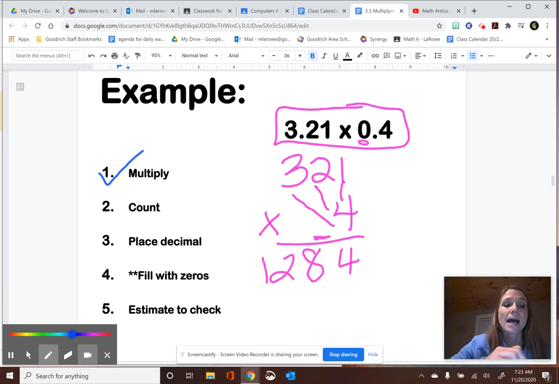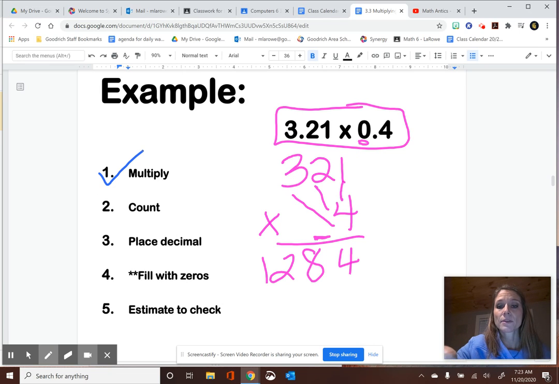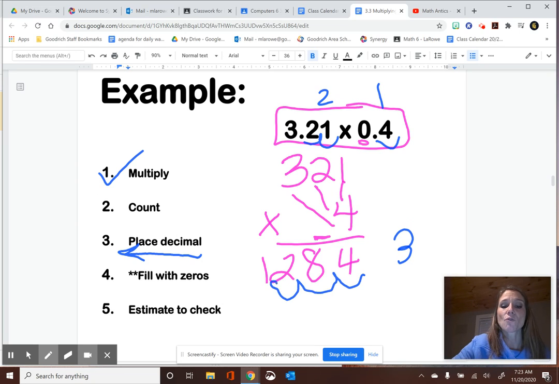Now that I've multiplied, I'm ready to count. I'm going to count how many places of digits are in the problem. There's 1, 2 there. And one more there. And so 2 and 1 makes 3 total. So in my answer, I need to move it in 3 total. And remember, he said slide it to the left. So 1, 2, 3 spots over, my decimal will sit and stay there.